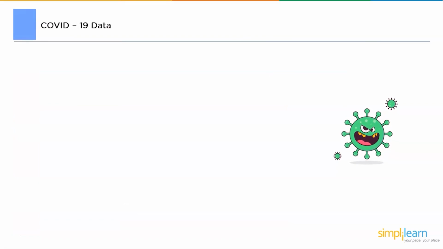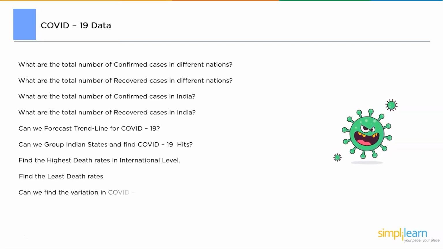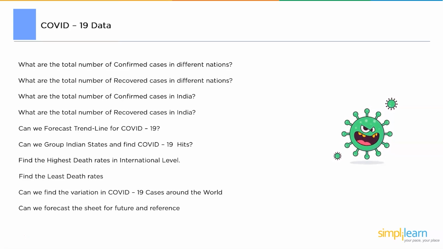So in this first project, we'll be dealing with the COVID-19 dataset, and using that dataset, we'll be getting some insights. So what are those insights? What are the total number of confirmed cases in different nations? What are the total number of recovered cases in different nations? So we'll be using the map chart for these, and we'll be finding out the insights about how the cases are going on in the current situation or in the current date or year. Followed by that, we'll also look into the insights of the confirmed and recovered cases in India as well.